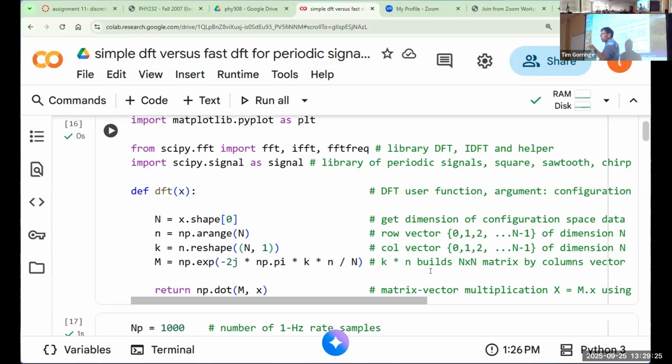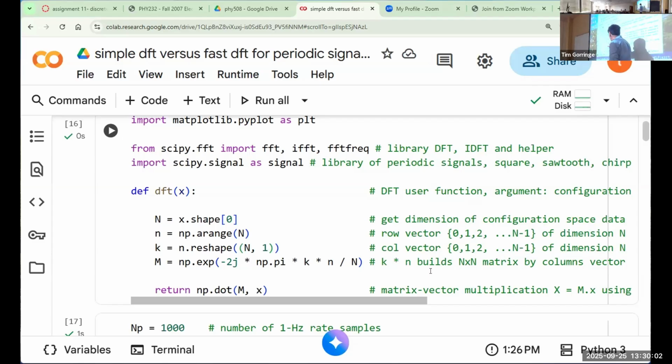Next 2 lines, I'm defining lowercase n and lowercase k. They're going to be arrays or vectors. One's going to be a column vector and one's going to be a row vector, because they're going to help me build the matrix. So the array lowercase n is just an array of all the indices n that label the time domain data. So it's an array of size uppercase N that goes from 0 to uppercase N minus 1. It's just those labels of the time domain data.